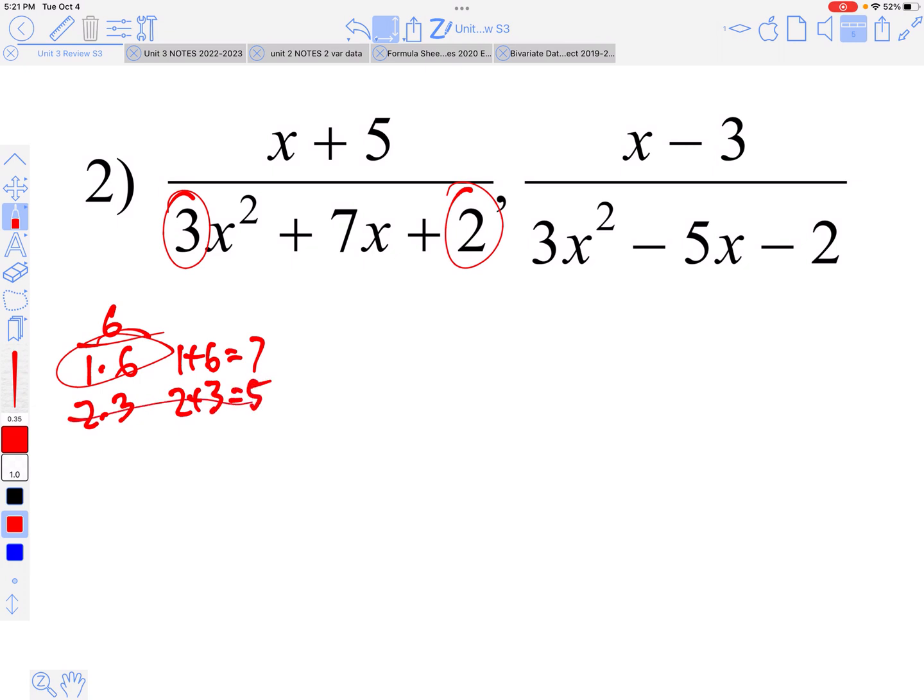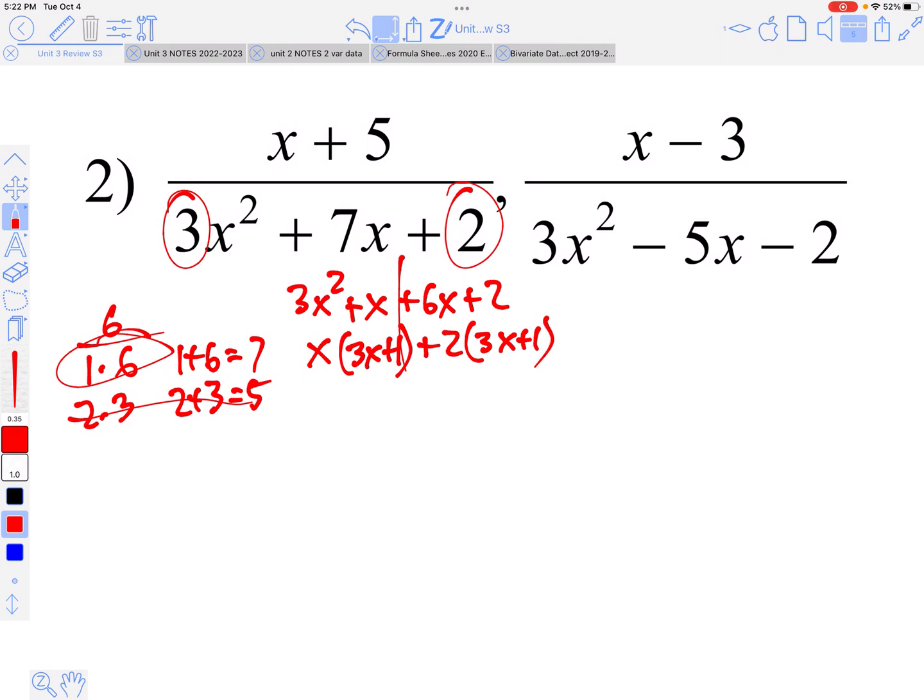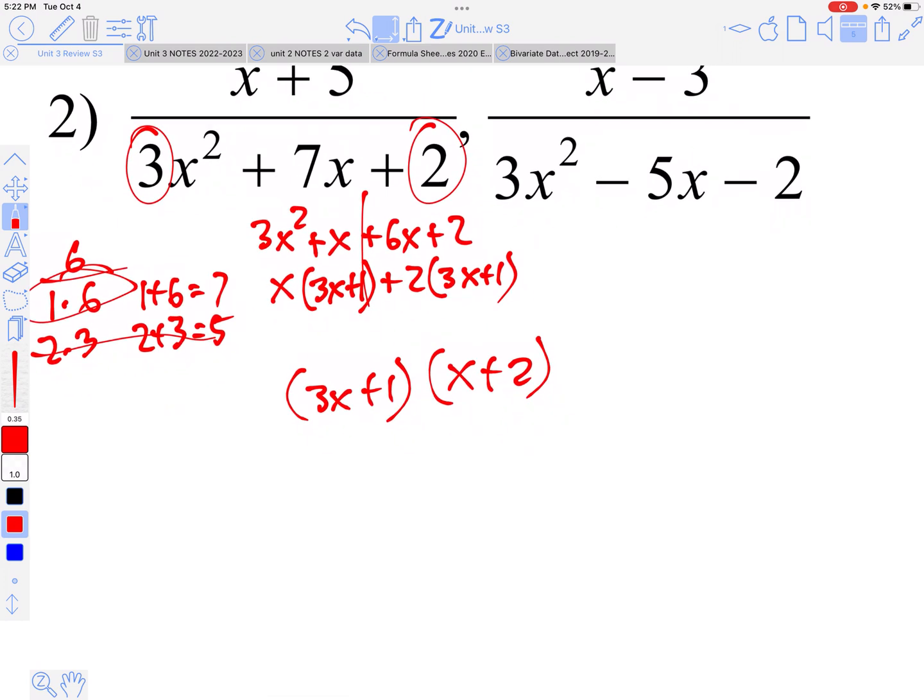Okay, so then I'm going to rewrite it: 3x squared plus x plus 6x plus 2. And then I'm going to factor out the GCF of that first part, 3x plus 1. And then factor out the GCF of the second part, which will give me 3x plus 1. So I'm going to have 3x plus 1 times x plus 2. So that will be replacing what I just crossed off.